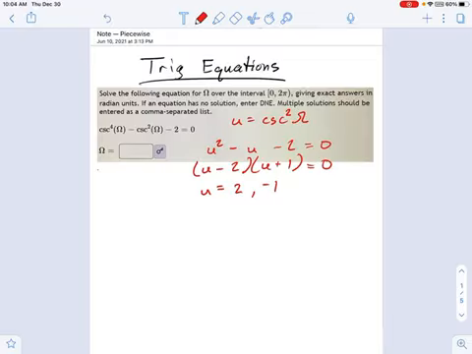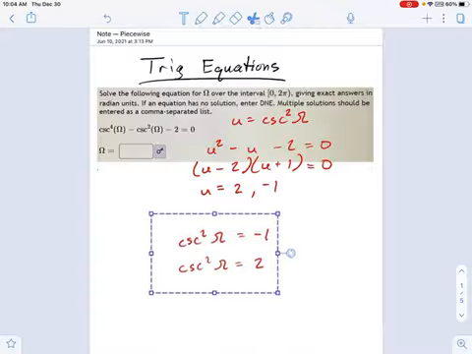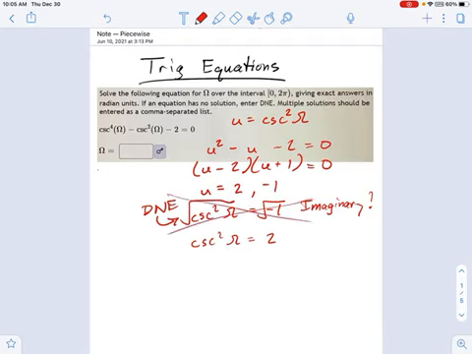And now we make that substitution in reverse. We don't really want U, we want cosecant squared. So cosecant squared of omega equals 2, and cosecant squared of omega equals negative 1. I'm actually going to be working with 2 for the most part, so let's move that down here. Now, cosecant squared equals negative 1. The problem with that is you try to square root each side, and we get imaginary solutions for this one. So that means this part is going nowhere. You can cross that out. All we have left is this one.